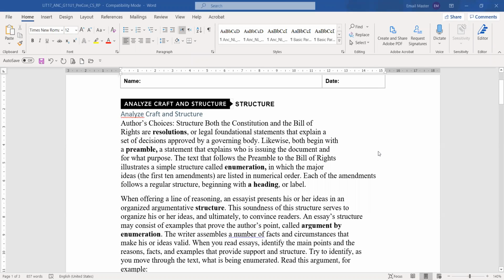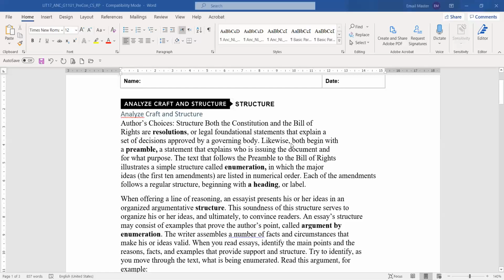So this is in the author's choices. So structure: both the Constitution and the Bill of Rights are resolutions, or legal foundational statements that explain a set of decisions approved by the governing body. So what does this mean? Resolution means like ending. Every story has a resolution, which means something is decided. So it's the end of it. So it's the same with this legal document. That means the government took some decisions, and these are the statements that you can find in these legal documents.